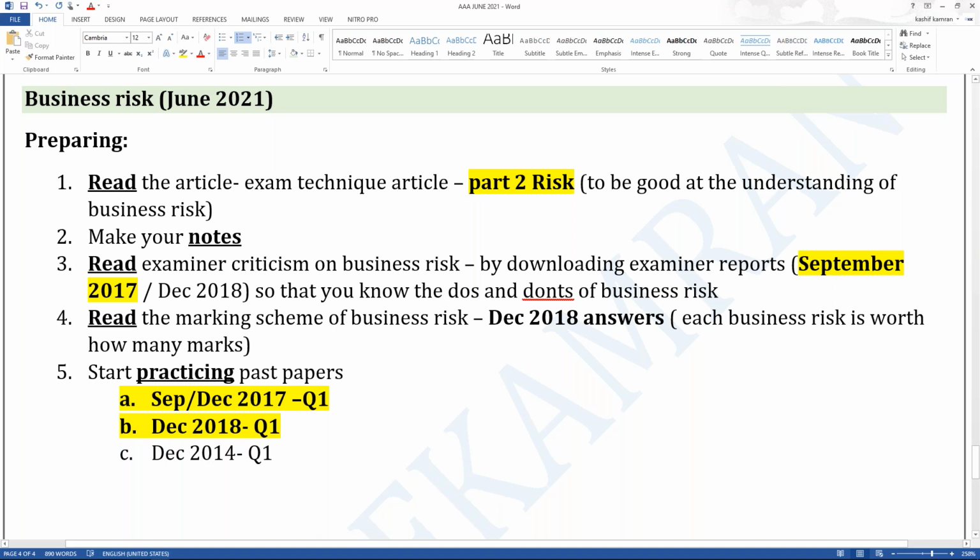Let's first understand what is a business risk. What is the source I should use for understanding what is a business risk? Quick answers. Which source? 1, 2, 3, 4, 5. Where should I go to understand what's the business risk? One, definitely, I should read the exam technique article to understand what is a business risk.